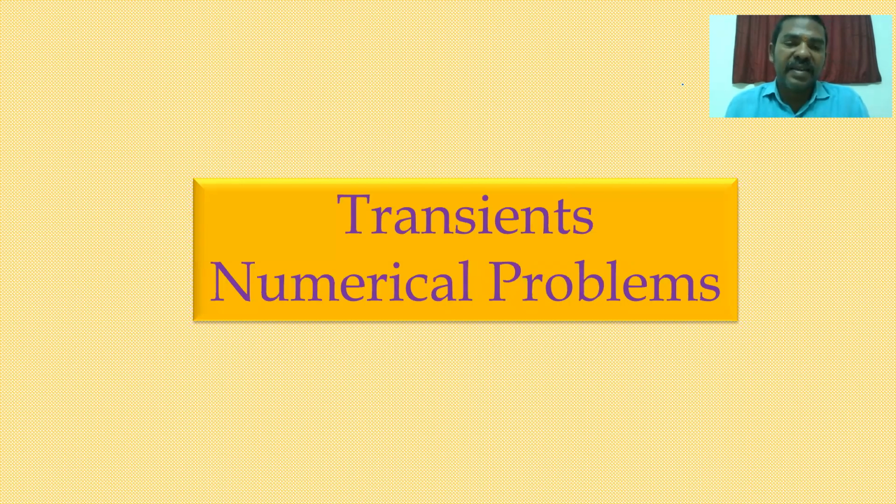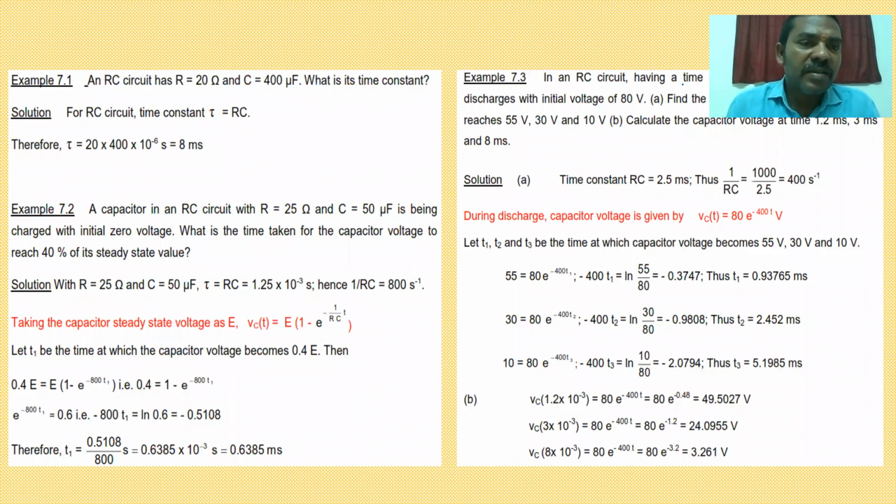Good morning, students. Today we are going through the problems on network transients. So, first problem, it is an RC series circuit. The resistance given is 20 ohms. The capacitor given is 400 microfarads. So we have to find the time constant.